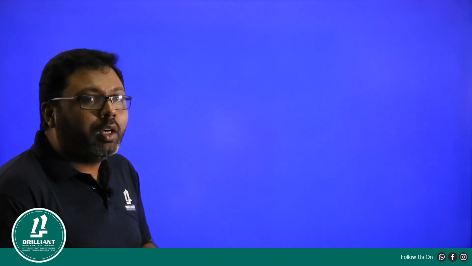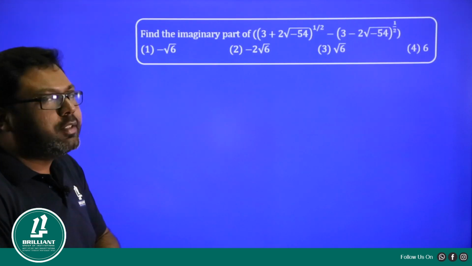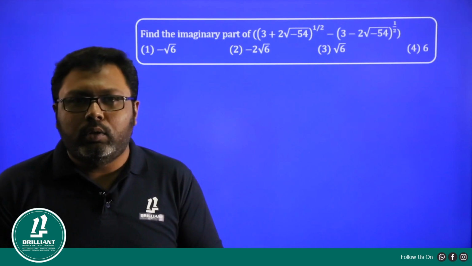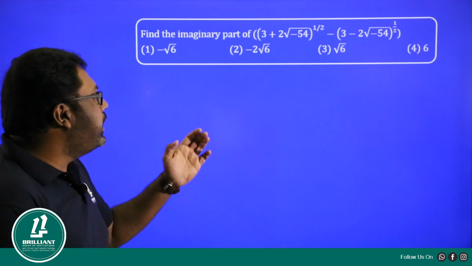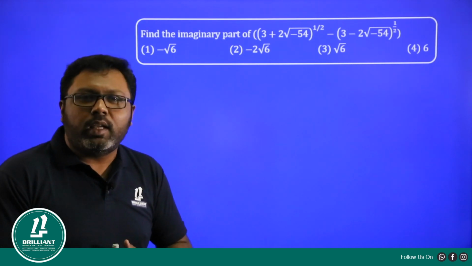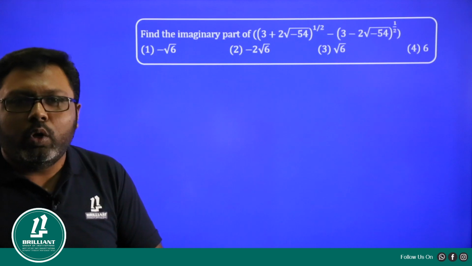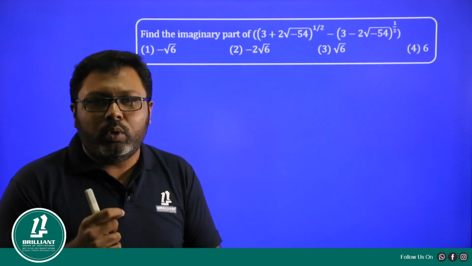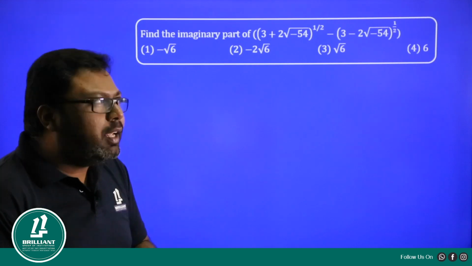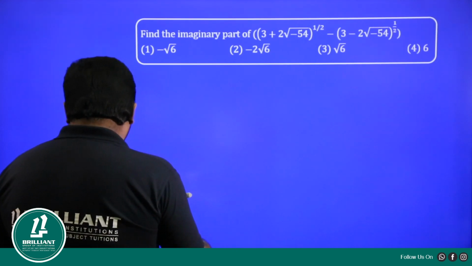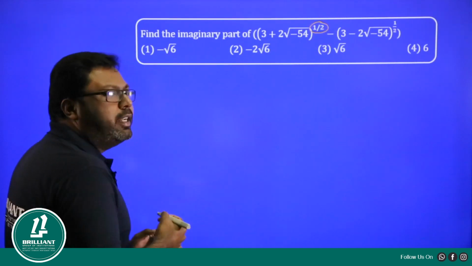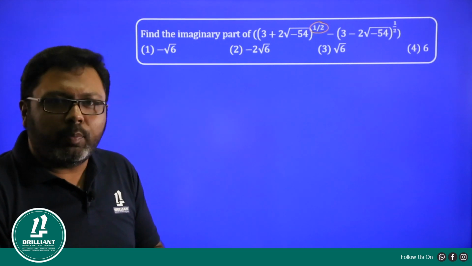The first question we're going to start with is related to complex numbers. In this, they're asking you to find the imaginary part of a complex number. The complex number given is (3 + 2√54 i). There is a negative number inside the root, that's why it becomes a complex number, and there is a power of 1/2 on it. It specifies that it is the square root of a complex number.